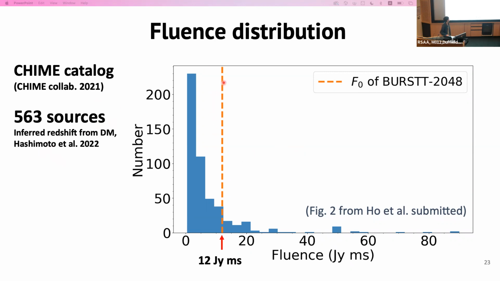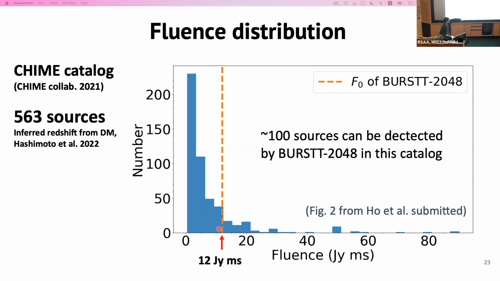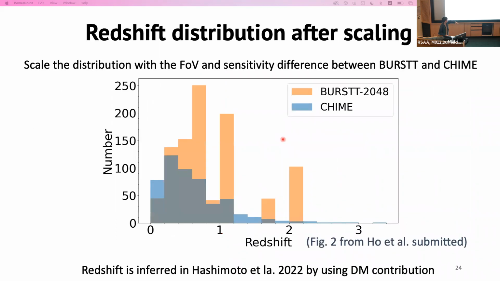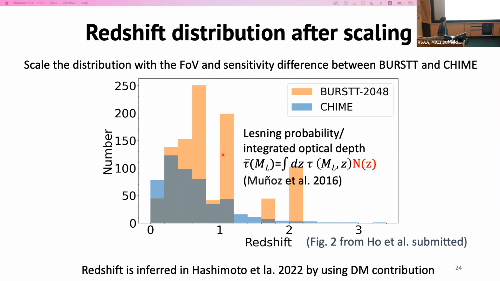So here you can see the fluence distribution of fast radio bursts in this catalog. So we put the fluence threshold limit of our BURST 2048 here. So the sources to the right in this figure are those sources that can be detected by BURST 2048 in this catalog. And later we plot the redshift distribution of this catalog of 100 sources. And also we scale with the difference between BURST and CHIME in their field of view and also the sensitivity difference. So we get this figure right here.